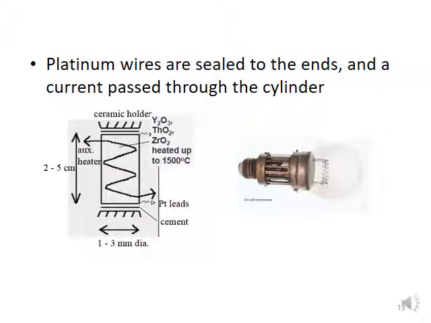Platinum wires are sealed to the ends and a current passes through the cylinder. Here this is the glower, made of the rare earth material. This is the ceramic holder and this is the chamber. Basically they use platinum leads, which are very stable toward high temperature. You see that this is like a tungsten lamp, right? But here, they use the rare earth as a source of radiation.